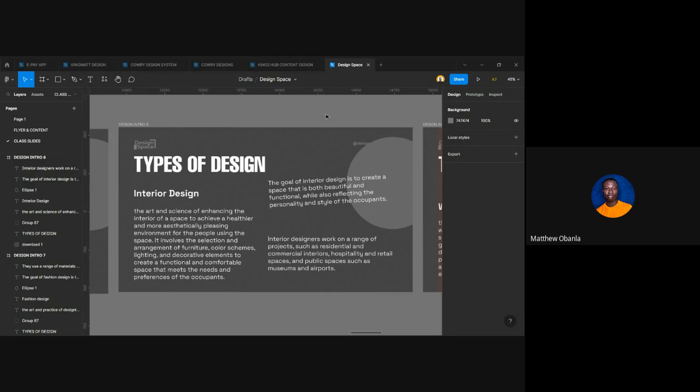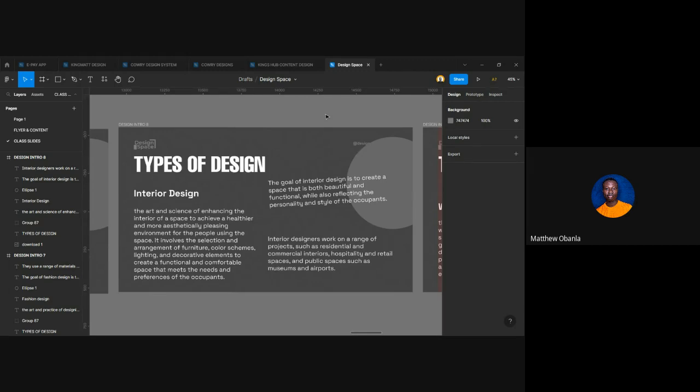So those are what interior designers do. It involves the selection and arrangement of furniture, color scheme, lighting, and decorative elements to create a functional and comfortable space that meets the needs and preferences of the occupant. For instance, as a graphic designer, all I need in my space is a very good table and a good chair. That chair is very important because I can sit for as long as 10 hours and I cannot be sitting on a wooden chair. The day I tried it, I felt the pain. So those are designs.